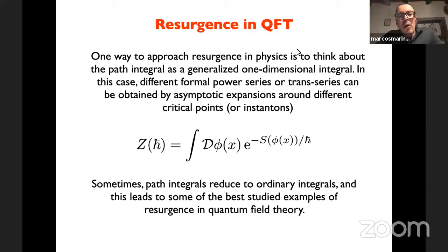Now, in physics, very often our observables are defined by path integrals, and you can think about path integrals as generalized one-dimensional integrals in which you can do some sort of saddle point analysis. Typically, you will have a formal path integral of this form, in which you have an action which depends on a field phi of x, and an h-bar constant which appears in front of the action. Then you can think about the critical points of this action as giving you different starting points for different expansions. The formal power series that you obtain in this way are obtained by doing asymptotic expansions around different critical points. These are expansions around instantons in quantum mechanics or in quantum field theory.